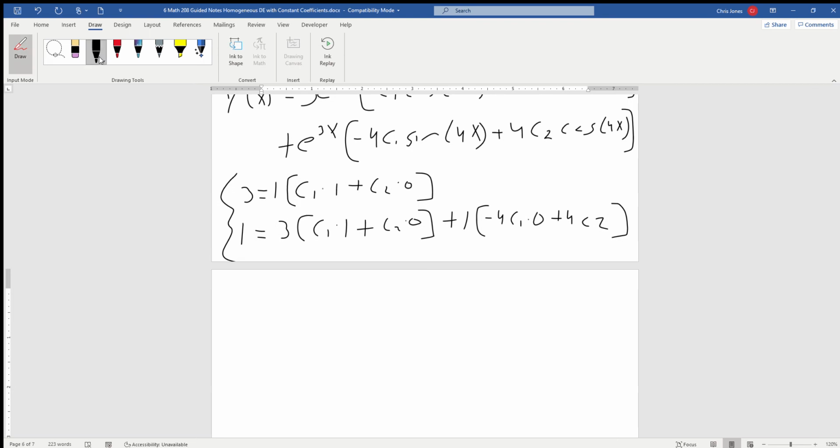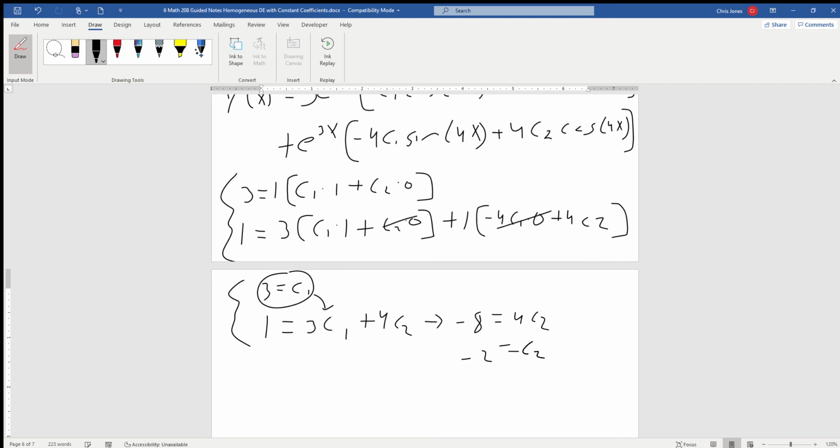Right? Clearly, we get that 3 equals c1 for the first. This goes away, and we get that 1 equals 3c1 plus 4c2. That becomes 9. 9 minus, or 1 minus 9 is negative 8. So this just becomes negative 8 is going to be 4c2, or in other words, negative 2 equals c2.